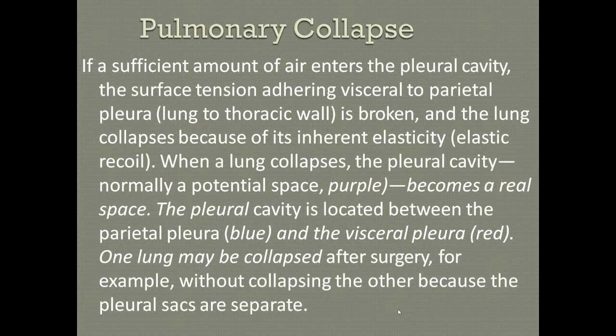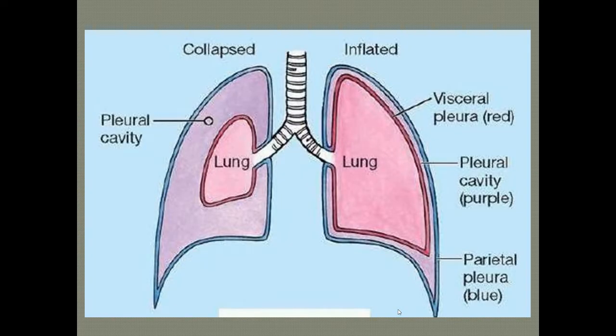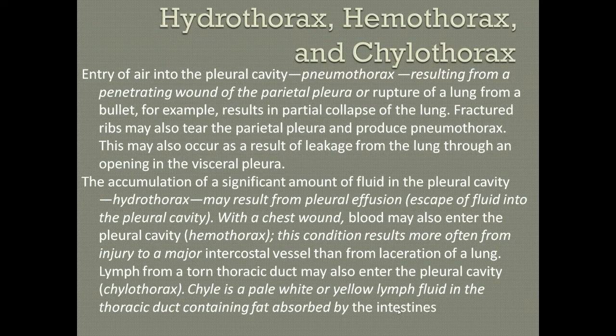One lung may be collapsed after surgery. We can see the collapsed lung, hydrothorax, hemothorax, and chylothorax. Entry of air into the pleural cavity: pneumothorax resulting from a penetrating wound of the parietal pleura or rupture of the lung from a bullet, for example, resulting in partial collapse of the lung.